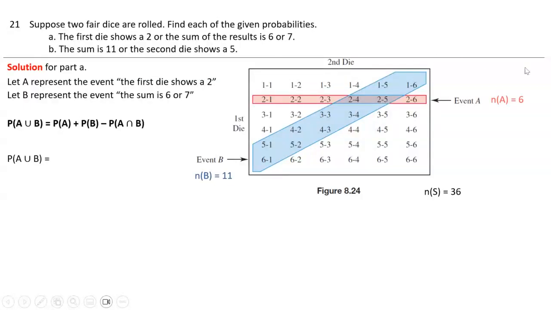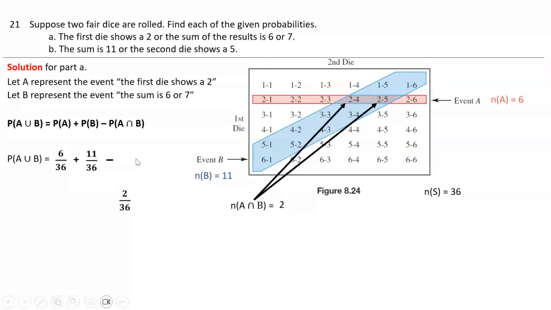So the probability of A will be 6 over 36. The probability of B will be 11 over 36. And where do they have in common, or where do they intersect, will be right these two here, the 2,4 and the 2,7. So it's going to be 2. So minus 2 over 36, and the result will give us 15 over 36, which can be reduced to 5 over 12. That's the probability.